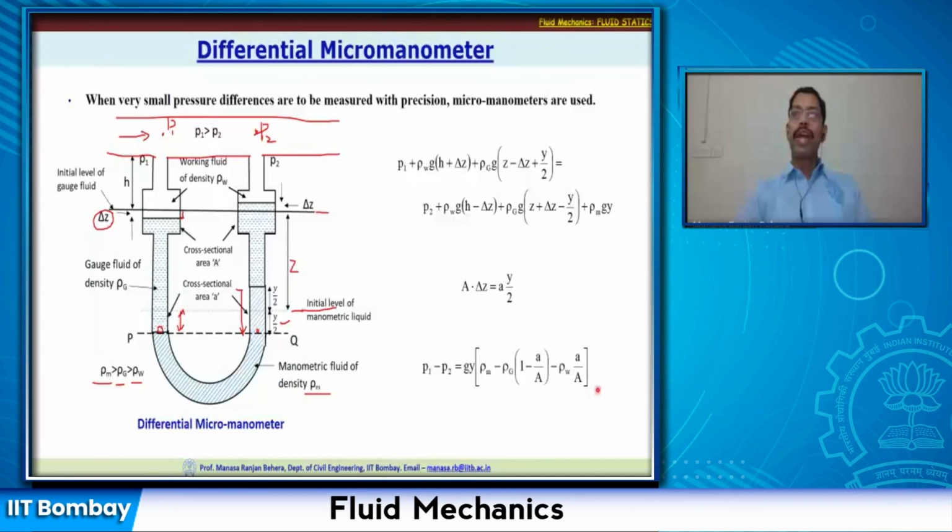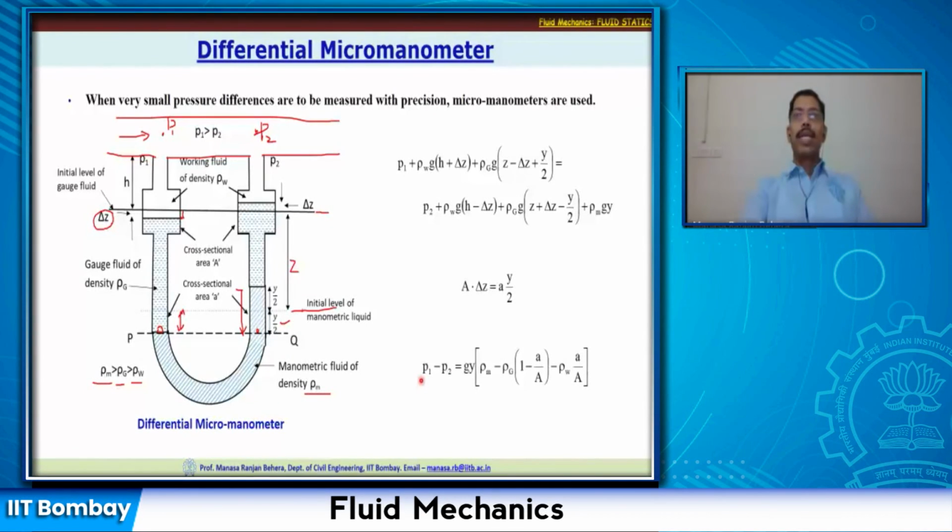What we only need to find out is the value of y, and that we can find out by reading this difference. So we don't need to read all this delta Z and so on. We can just put this manometer in, find out the value of y, and then substitute it in this expression to find out the difference in pressure between two points. Okay, so this is the working principle of a differential manometer.